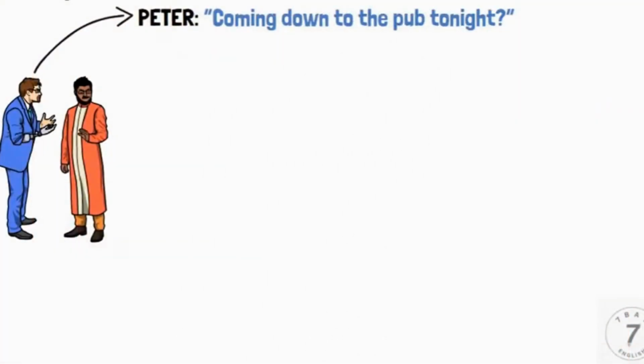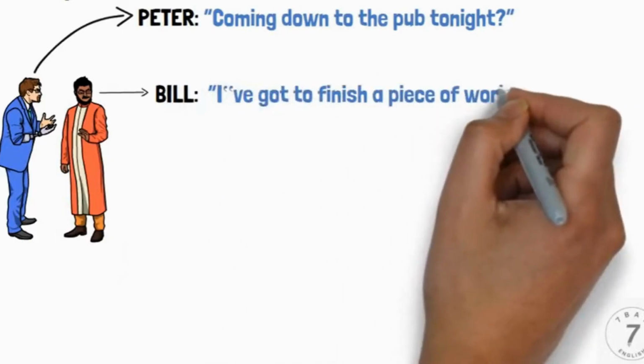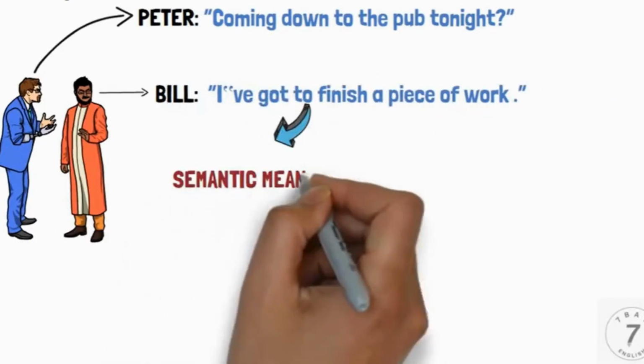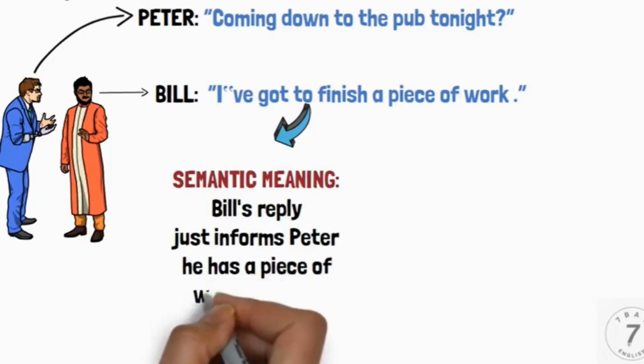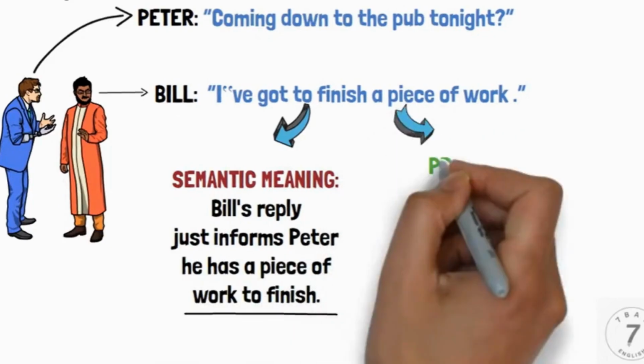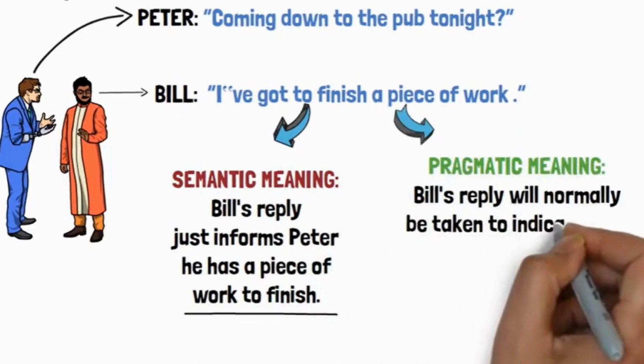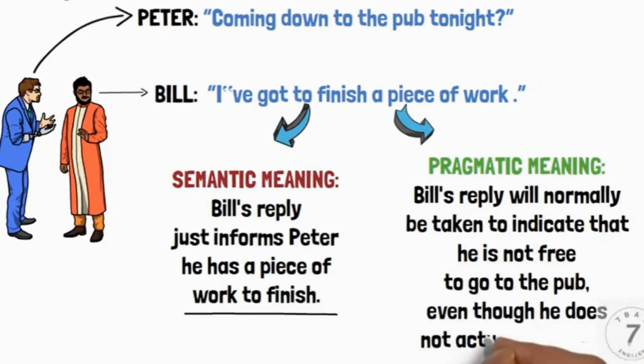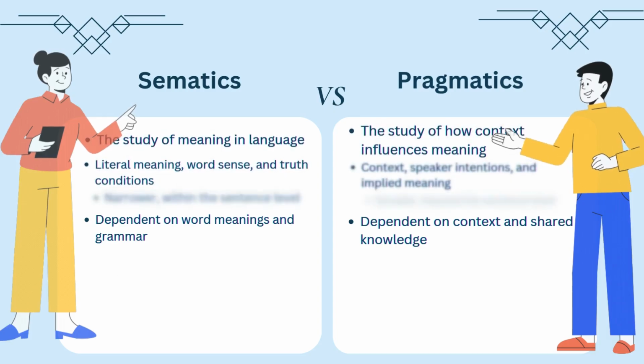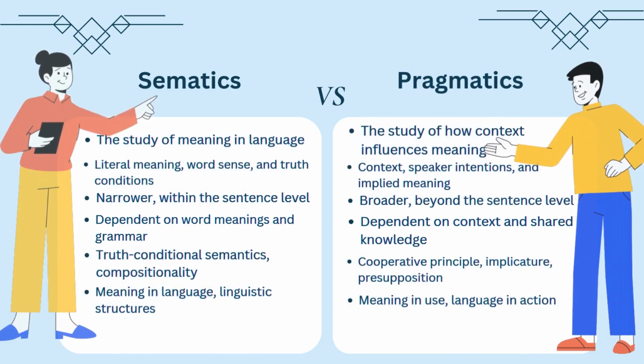Coming down to the pub tonight? Bill says, I've got to finish a piece of work. The semantic meaning is, Bill's reply just informs Peter he has a piece of work to finish. The pragmatic meaning is, Bill's reply will normally be taken to indicate that he is not free to go to the pub. Semantics, the study of meaning in language.